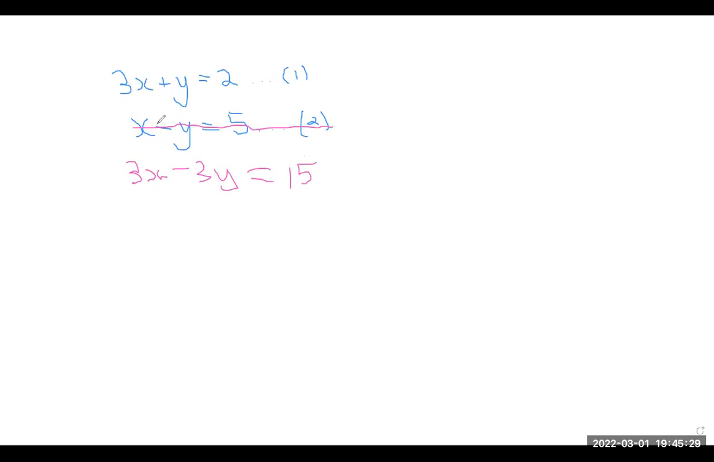What operation do I have to do to get rid of these two variables right here? I would have to subtract. 3x minus 3x would give me 0, so I successfully eliminate this variable. What I would remain with is y minus negative 3y, which is 4y. 2 minus 15 would give me negative 13. Because I only have one variable in my equation, I can then say y has to be equal to negative 13 on 4.